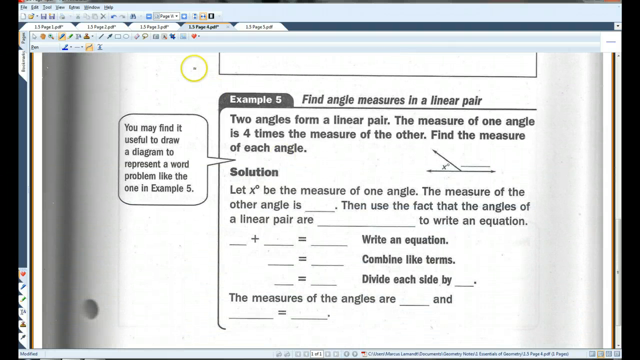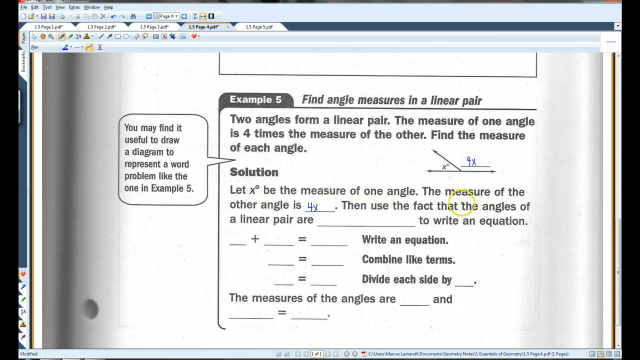Example 5. Two angles form a linear pair. The measure of one angle is 4 times the measure of the other. Find the measure of each angle. Okay, so we have one angle here, and this angle is 4 times whatever this angle is. So if this angle is x, this angle has to be 4 times x. So let x be the measure of one angle. The measure of the other angle is, once again, 4x.